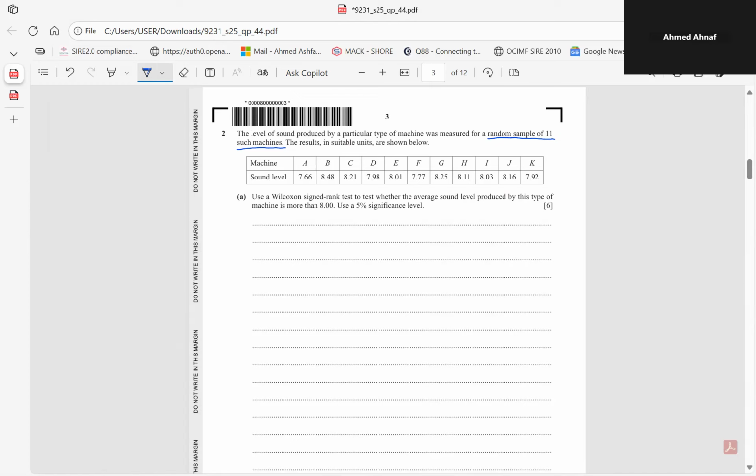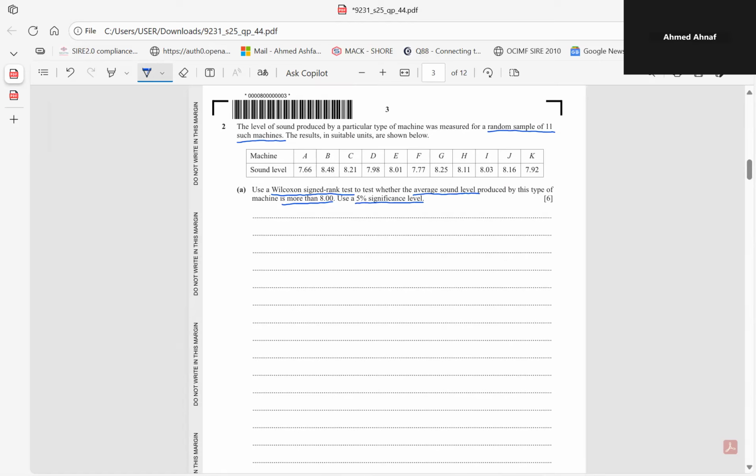So using this, for the first part, they're telling us to use the Wilcoxon signed rank test. So it's a non-parametric test. Our only parameter would be the median, to test whether the average sound level, so the median sound level in this case, produced by this type of machine is more than 8.00 meters. And they told us it's a 5% significance level.